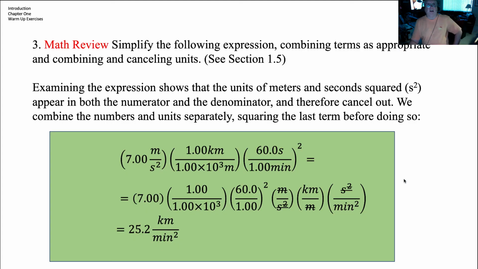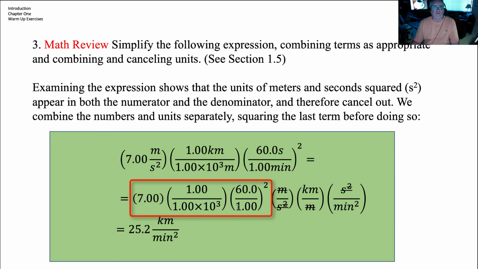So what does it look like? Well, examining the expression shows that the units of meters and seconds squared both appear in the numerator and the denominator, and therefore cancel out. We combine the numbers and units separately, squaring the last term. So units, like numbers, can be gathered together and treated individually, and then later combined back into your full numerical values. So 7, 1 over 1 times 10 to the third, 60 divided by 1 minute.